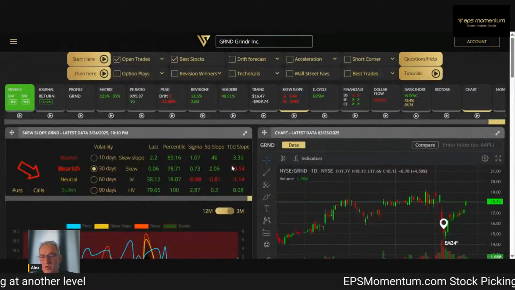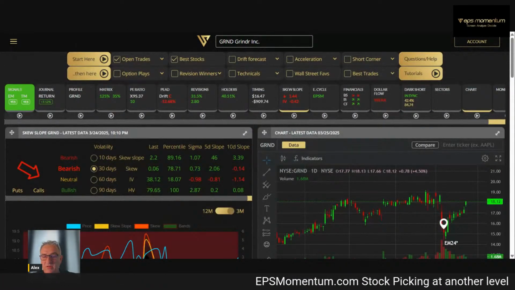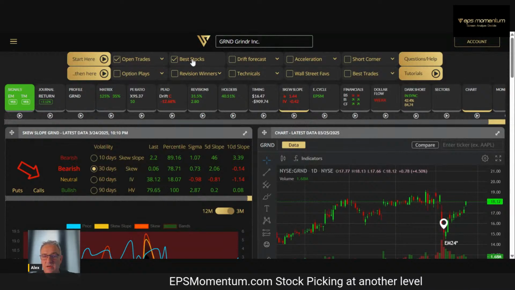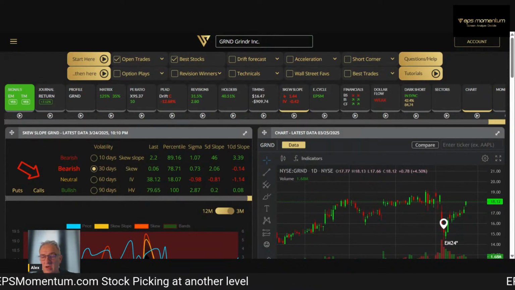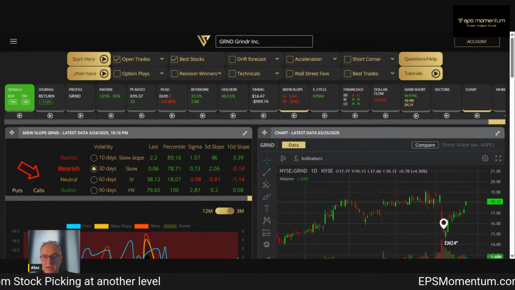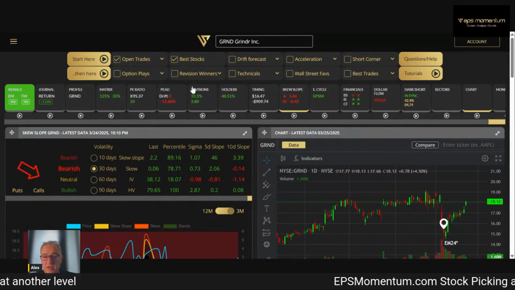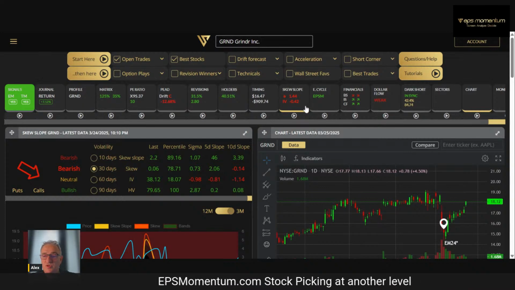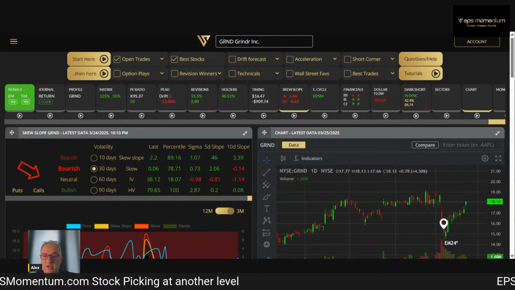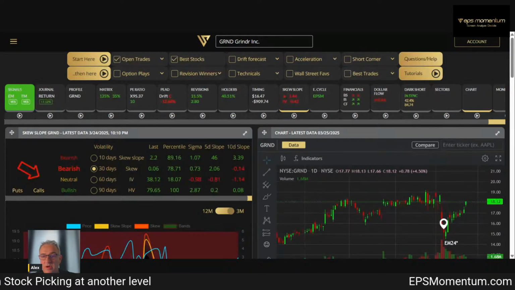So all the tools are there. You can really very quickly get, in 2 minutes, answers about great candidates for your research by clicking on best stocks. But you can also go very deep into the rabbit hole and use all these tools to assess the companies and the option position that you might open or not.